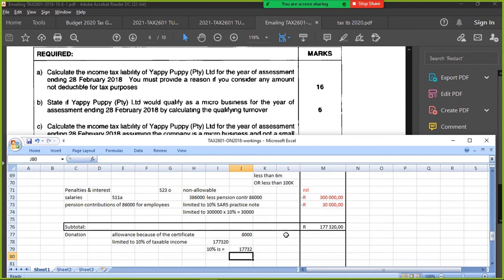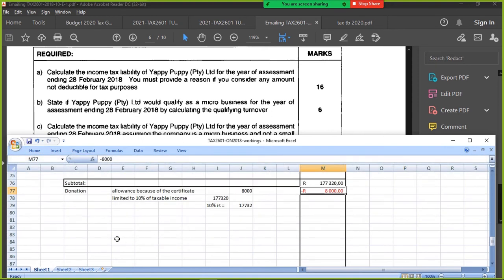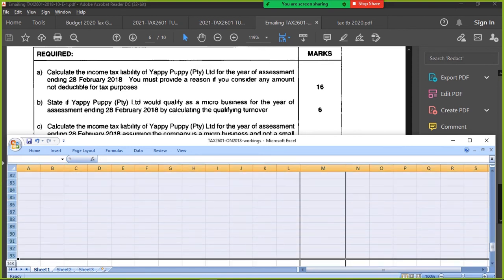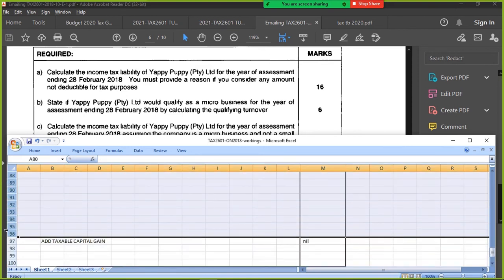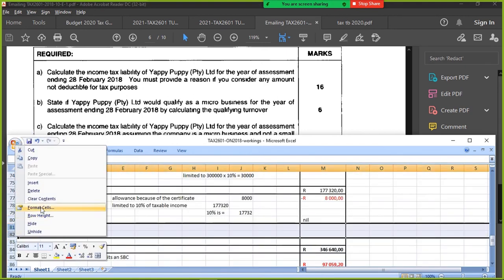Okay, no limitation placed on the donation. Do you see that? Yes. Okay, now we can wrap up and we just need to delete the extra lines. There's no CGT here.